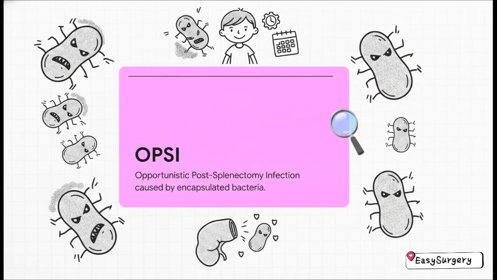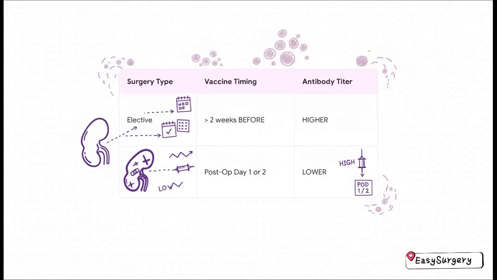And ironically enough, the risk of OPSI is actually way higher when you take the spleen out for hematological conditions compared to trauma. Why? Because in a trauma situation, surgeons are rushing to save a life, and they might accidentally leave a microscopic piece of splenic tissue behind, which actually gives the patient a tiny bit of residual immunity. Because OPSI is just so incredibly dangerous, strict vaccination protocols are an absolute must.